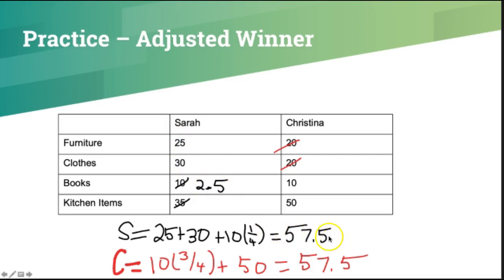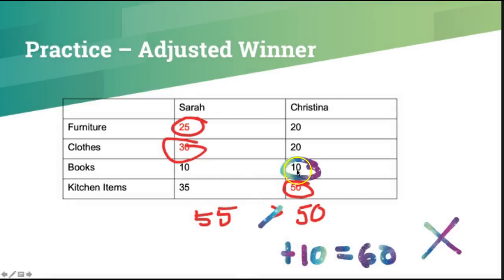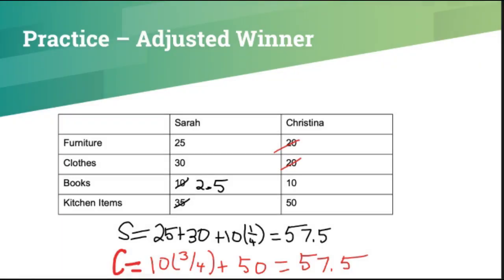Now, to make sure we did this correctly, we'll also calculate Christina's. We're going to have to make sure that we also get 57.5. So we got the 50. Remember, we knew she was going to get the 50 right here. And then if Sarah gets 1/4 of the books, then that's going to leave Christina with 3/4 of the books. And this makes sense, doesn't it? Because going backwards, we saw that without the books, Sarah had 55 and Christina had 50. So Christina is going to get a bigger portion of the books than Sarah is. So going back over here, 3/4 of the books, that's going to be 10. So 10 times 3/4 plus 50 is 57.5.